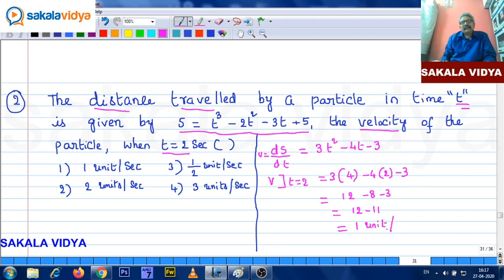This is the velocity at t is equal to 2 seconds. So, understood now. That means the first option is the right option. T square is 4, 3t square is 12, 4t is 4 into 2, 8, and minus 3. So, 1 unit per second, yes.